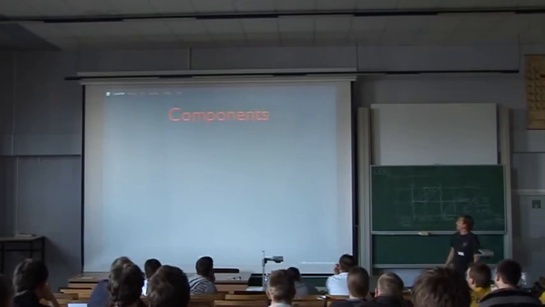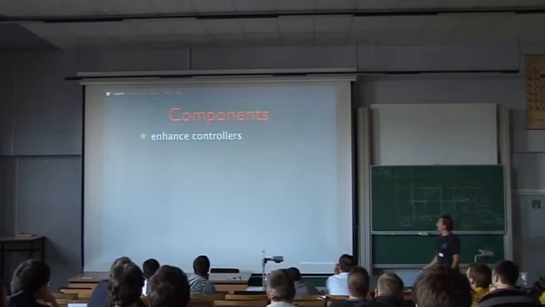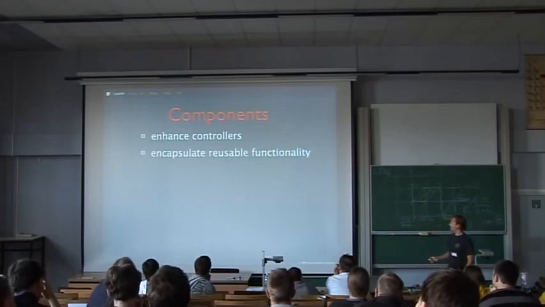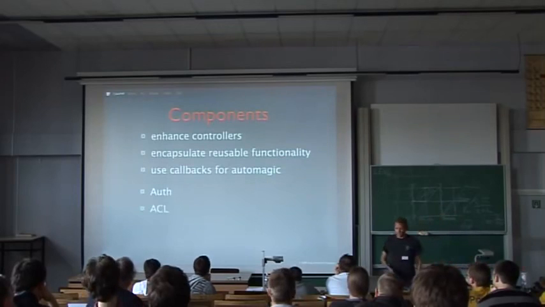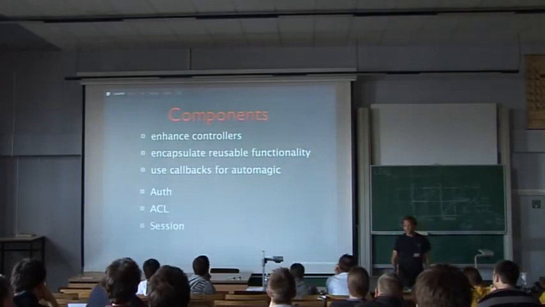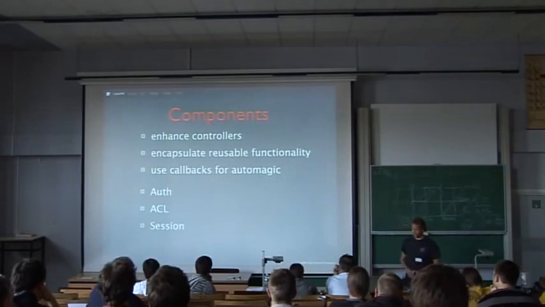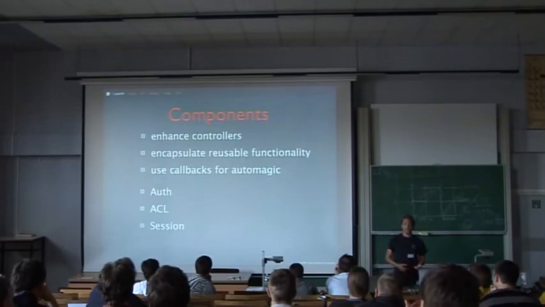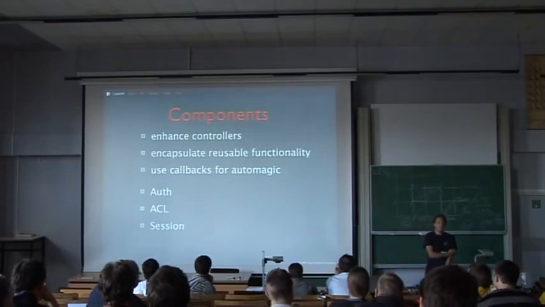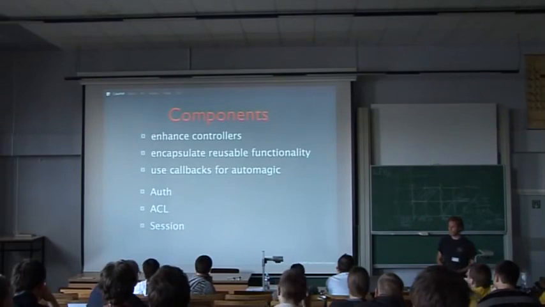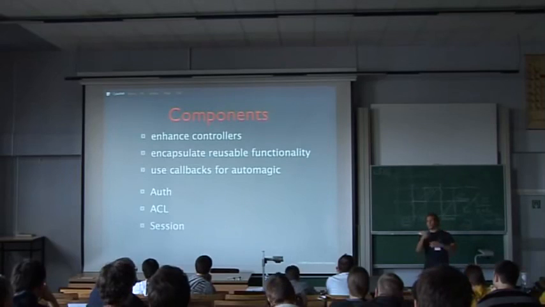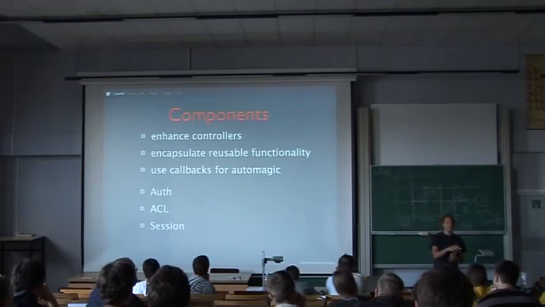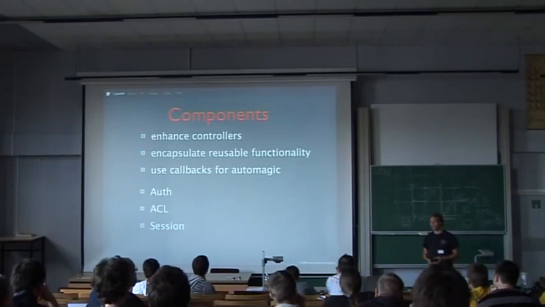So now we're on to components. They enhance the controllers. So it's kind of a same old story here. Encapsulate reusable functionality, use callbacks for auto magic. There's an auth component, ACL component, session component. All of these things are really useful. The session component, for instance, the Cake session class is really pretty advanced. Goes much further than the core PHP sessions. Does things like in high security mode, for instance, it will actually rewrite the session every time and store the old session data in there. So this can prevent session hijacking.